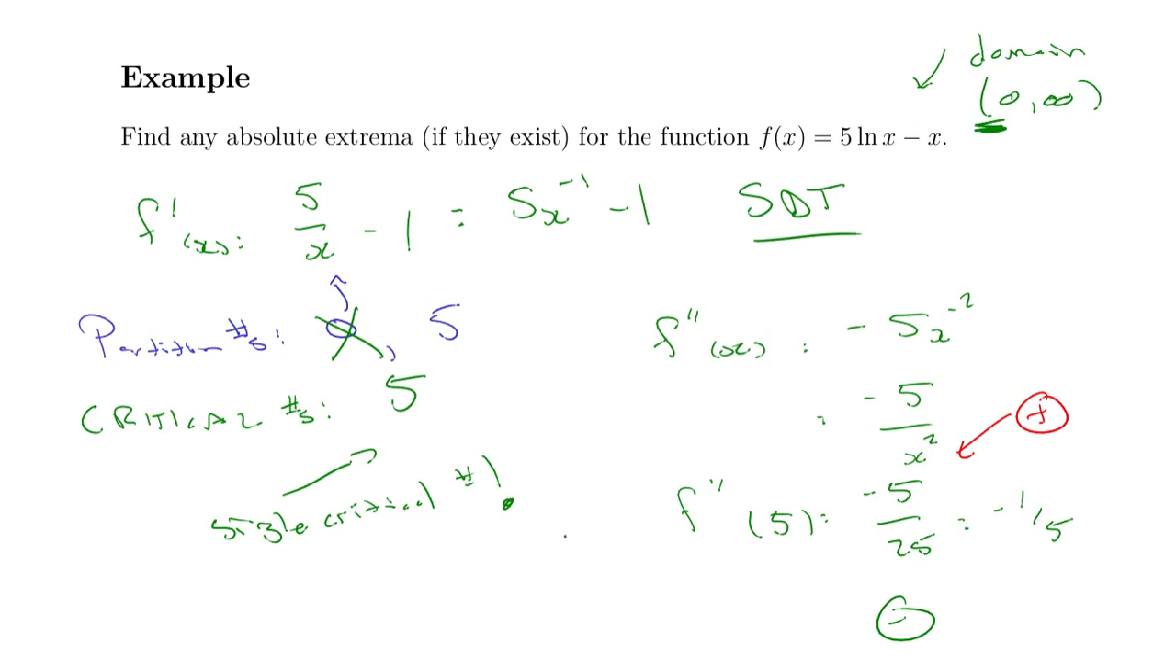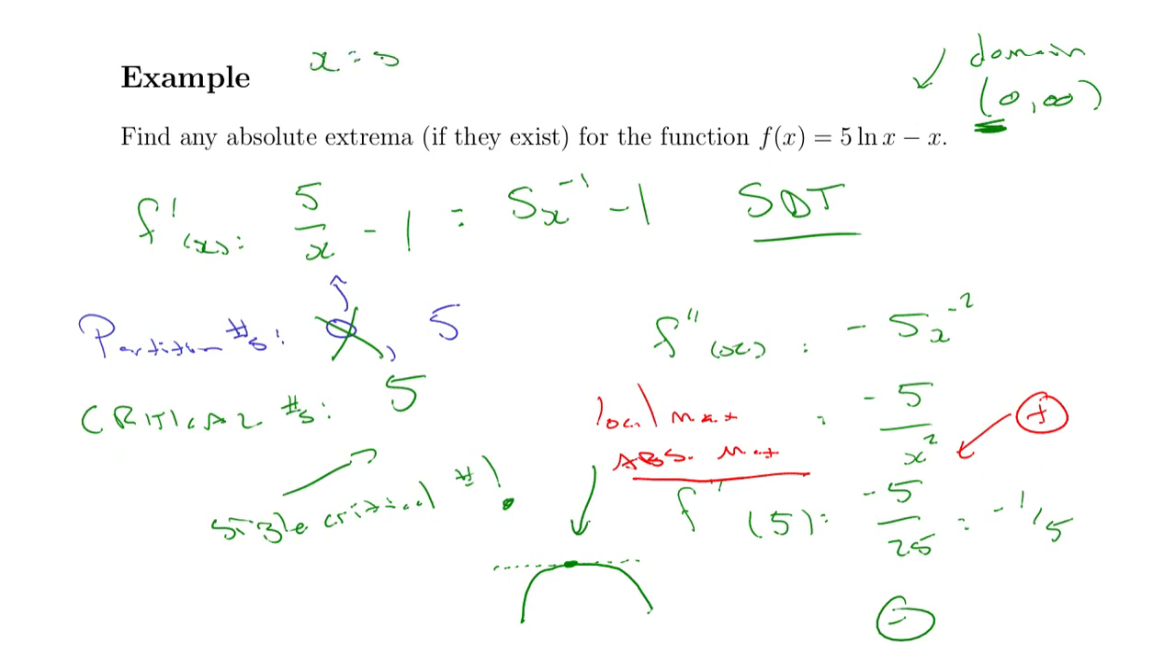So this is what it kind of looks like here. We've got this horizontal tangent line. There's our critical point. Our function is concave down. So that is a local max. So it also has to be the absolute max. So if we want to find the absolute maximum, it occurs at the x value of 5.